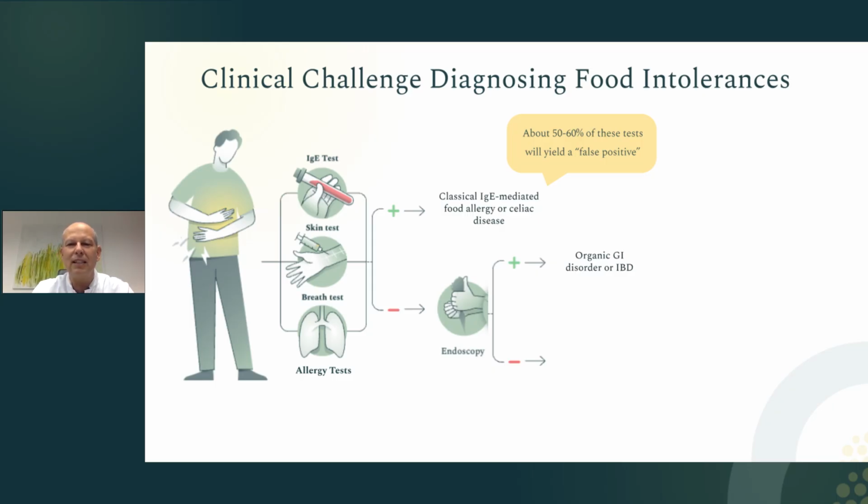If we reveal some macroscopic changes, this is a structural disease or an organic GI disorder. Mainly it's inflammatory bowel disease. Then we have a diagnosis which can be specifically treated. But if the upper and lower endoscopy is negative, we mainly call those symptoms irritable bowel syndrome.